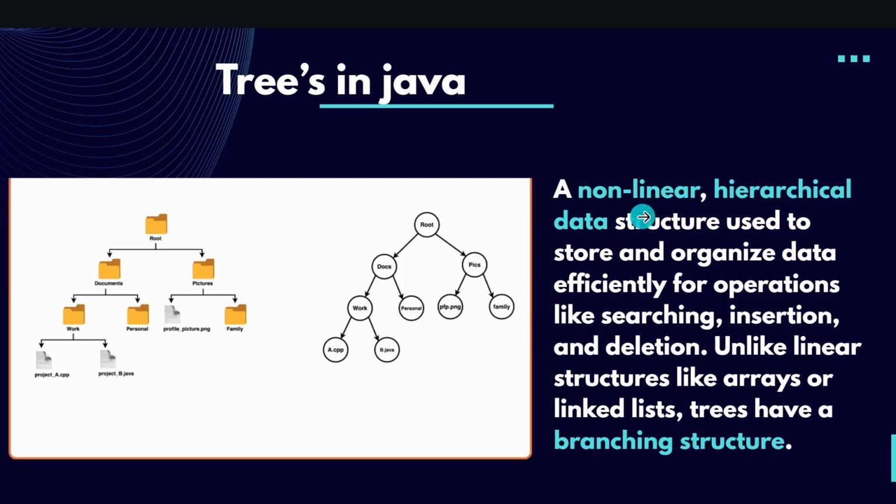You can read the definition of a tree here. It is a non-linear, hierarchical data structure used to store and organize data efficiently for operations like searching, insertion and deletion. Unlike linear structures like arrays or linked lists, trees have a branching structure. In regular life we see trees like this. In the same way, in programming we name it a tree because we have one root, it is like a tree, and branches coming down, so we understand it as a branching structure.